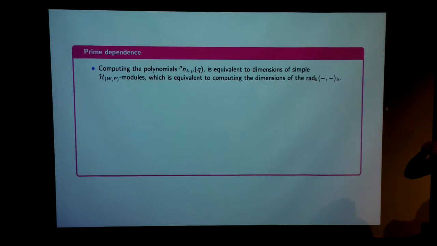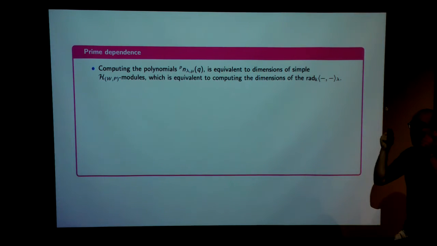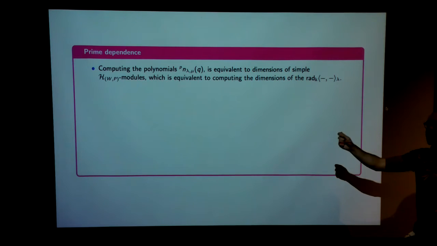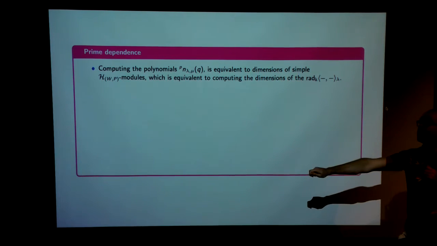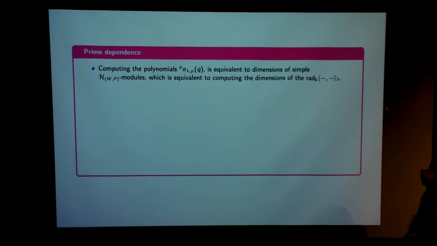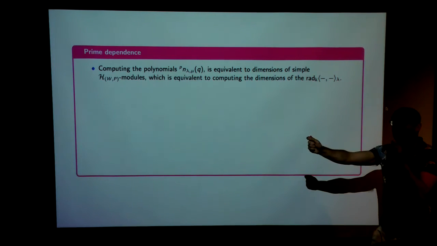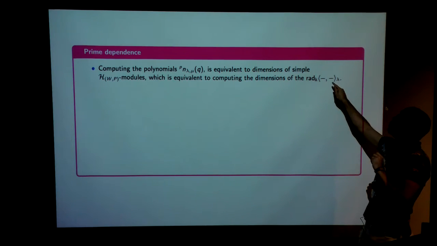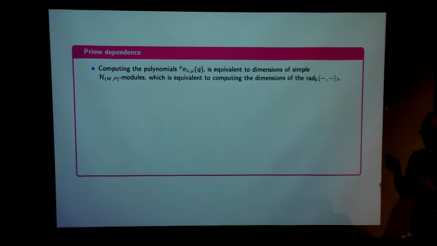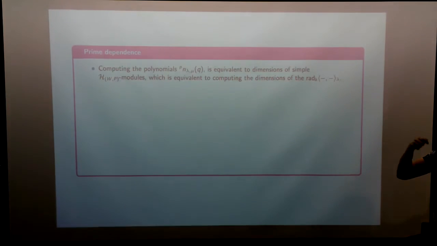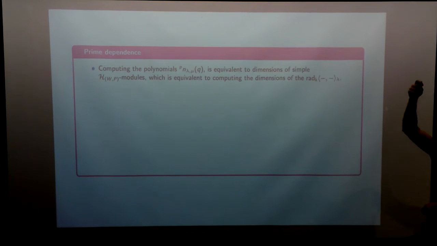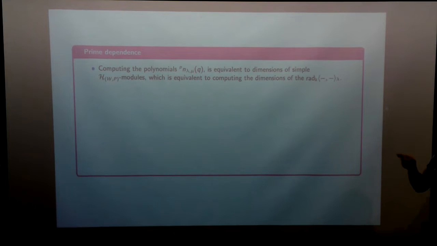Now, if a simple is just the Specht module quotiented out by its radical, then of course computing the dimension of that top bit is the same as computing the dimension of the radical. Because we know the dimension of the whole module, and we subtract the simple module to get this guy.